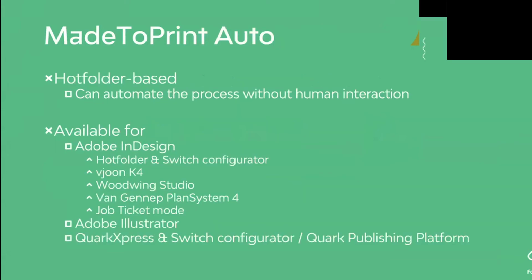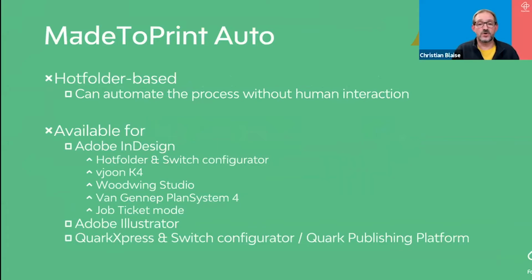The auto version is auto folder based, so it can automate the whole process without having to do that manually from the authoring application. For the Adobe InDesign version, it's the auto folder, and you also have a Switch configurator, so you can also control that within a Switch flow that is doing other things as well.